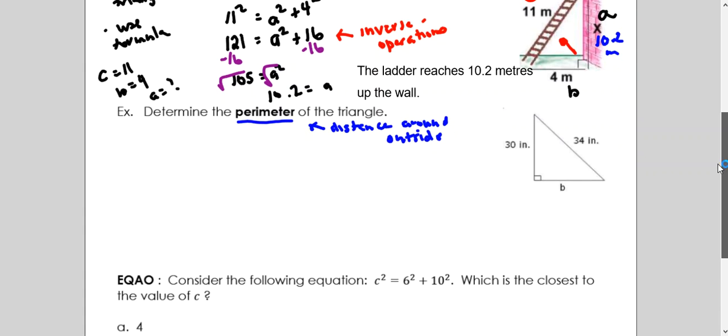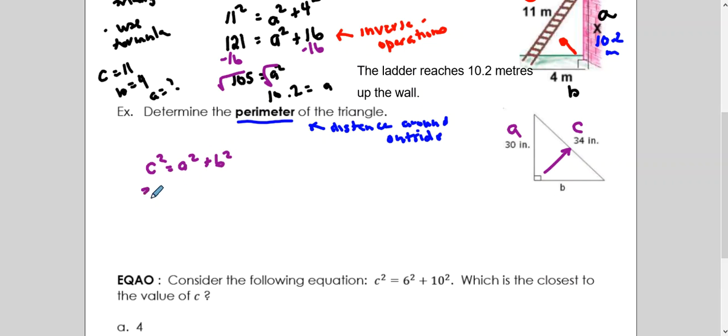Okay. So if I look at this, well, I know that's my C, because it's opposite my right angle. This could be my A and B. Great. I need to find B first. So let's use our equation: C squared equals A squared plus B squared.